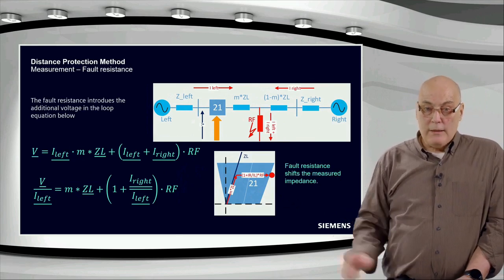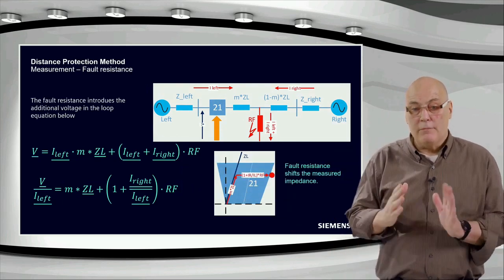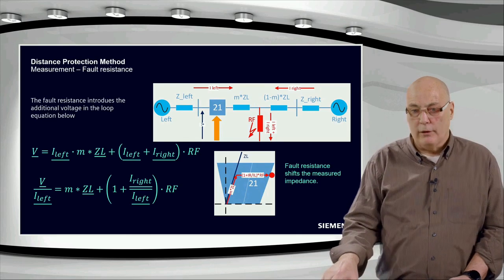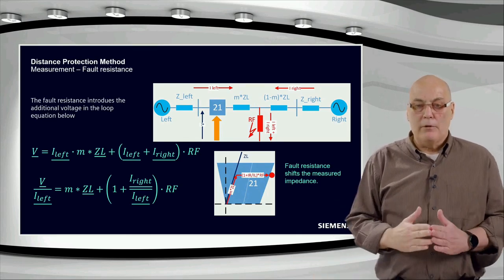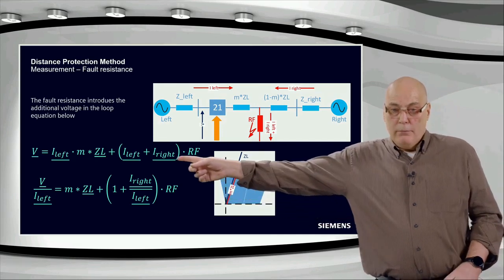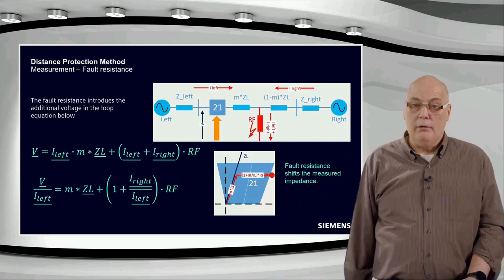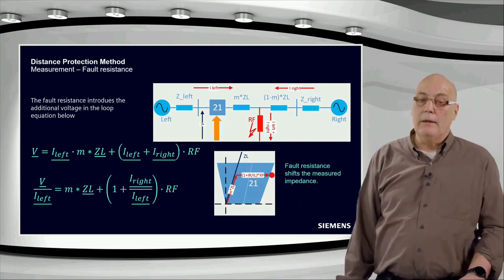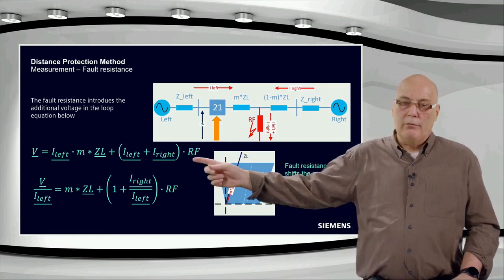So if we extend our equation here, remember, it was I left times MZL. That was up to the fault location. We have to include in the voltage loop now the sum of the two currents, I left and I right, and that's a vector sum. You can see vector because there's a line underneath, times the fault resistance, which is real, no phasor. This sum of these two currents times the fault resistance creates a voltage drop.